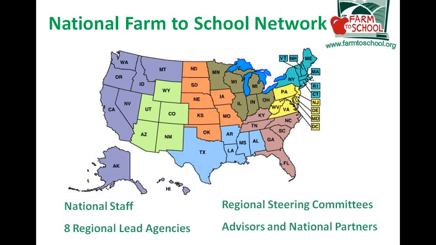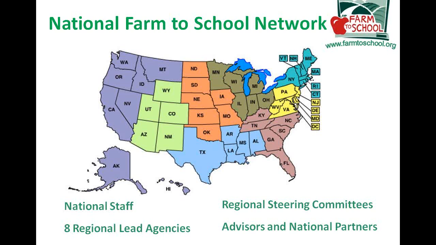So right now, we are in the 2nd year of our operation. We have national staff. We have 4 national staff across the country, and we have split up the country into 8 different regions. Each region has a regional lead agency that coordinates efforts and acts as a hub for Farm to School information back and forth.